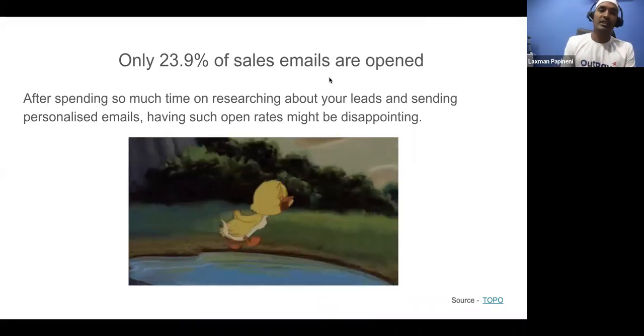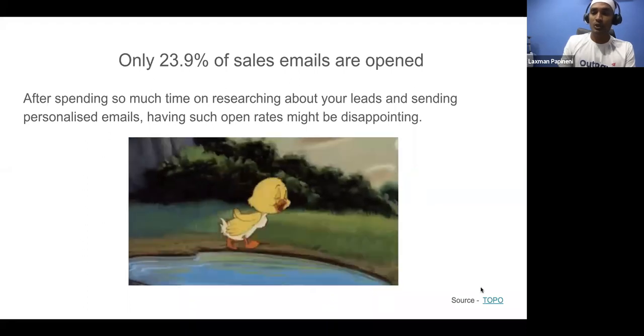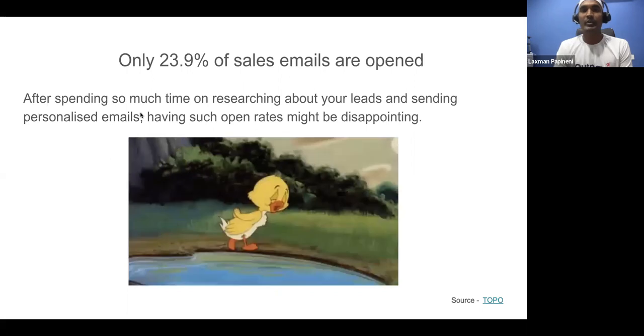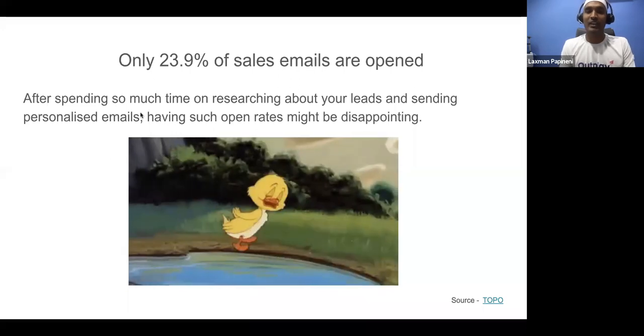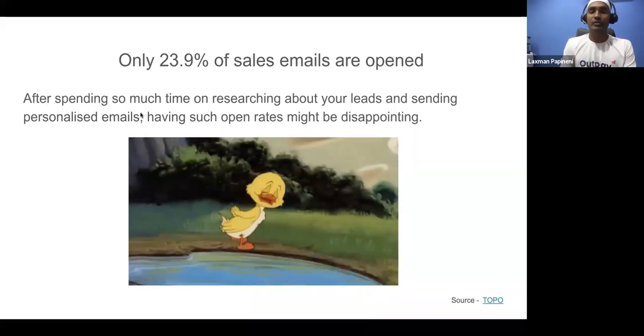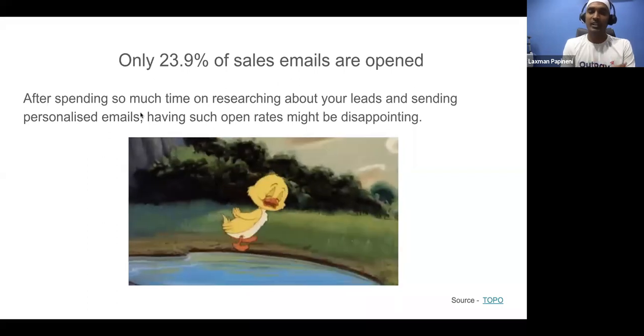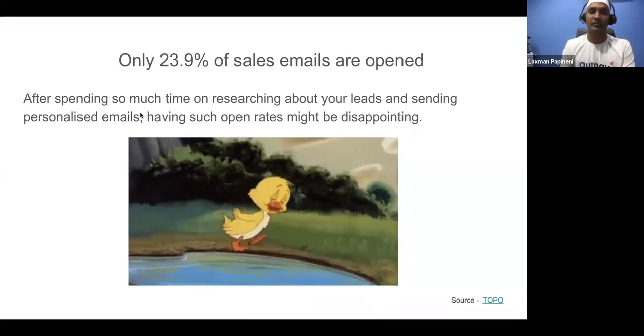But if you look at the stats that Topo has shared recently, only about 24% of these emails actually get opened, right? So we are not talking about responses or meeting percentages. We are talking about only the open rates. So if you send emails to 100 people, only 24 people open it, right? So that's the industry average, not your average, right? So again, you have to do a lot of hard work in terms of having the right subject, having the right body and all that stuff to get the opens and get the responses.